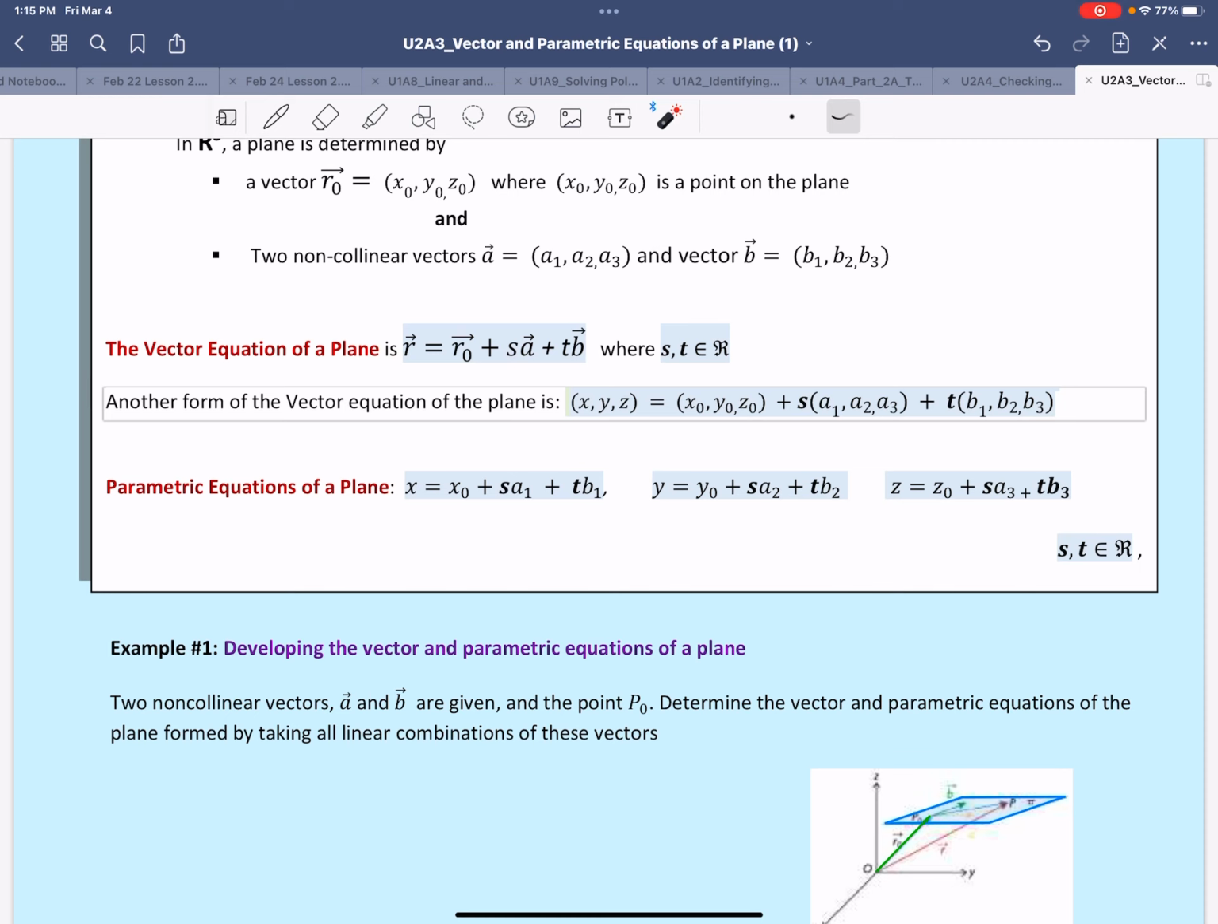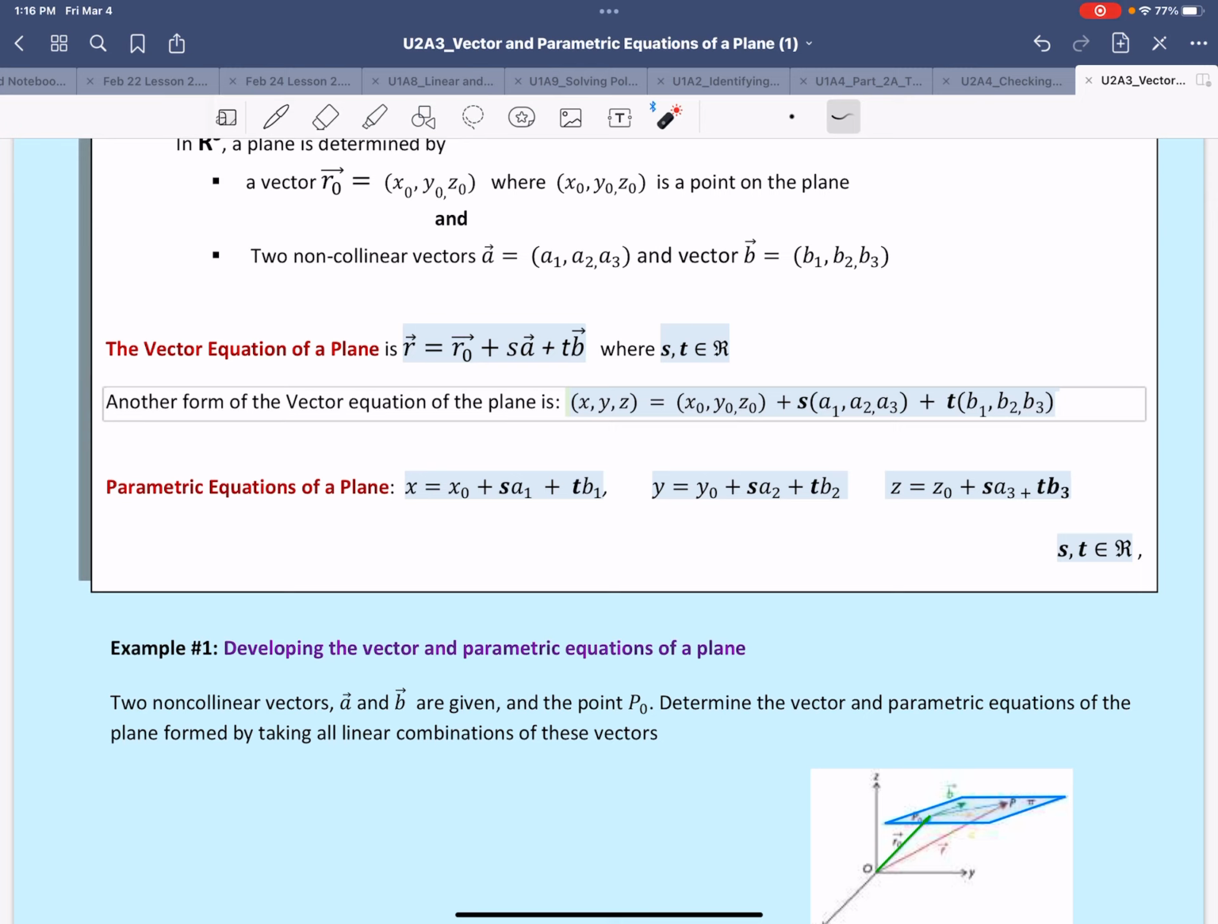So in a more detailed form, we had x, y, z representing the coordinates of the head of vector r, which is on the plane, equals x0, y0, z0, which are the coordinates of the head of vector r0, that's our starting vector, and this is our starting point, plus a scalar multiple of vector a with coordinates a1, a2, a3, and a scalar multiple of b, which is b1, b2, b3. t and s are two scalar numbers.